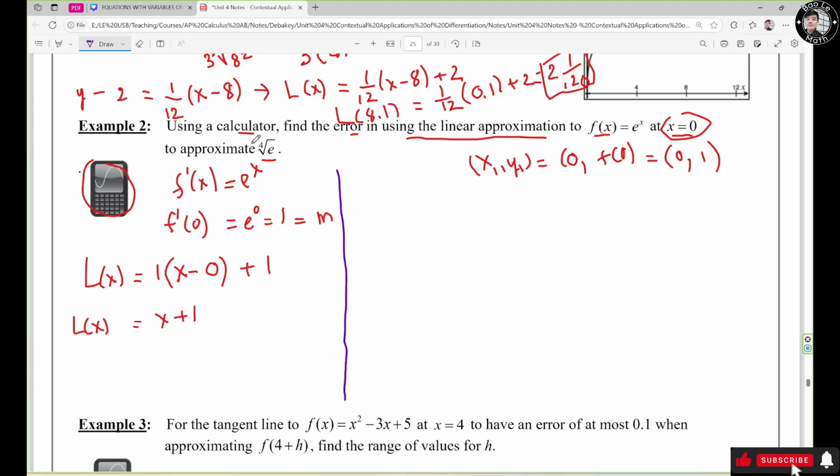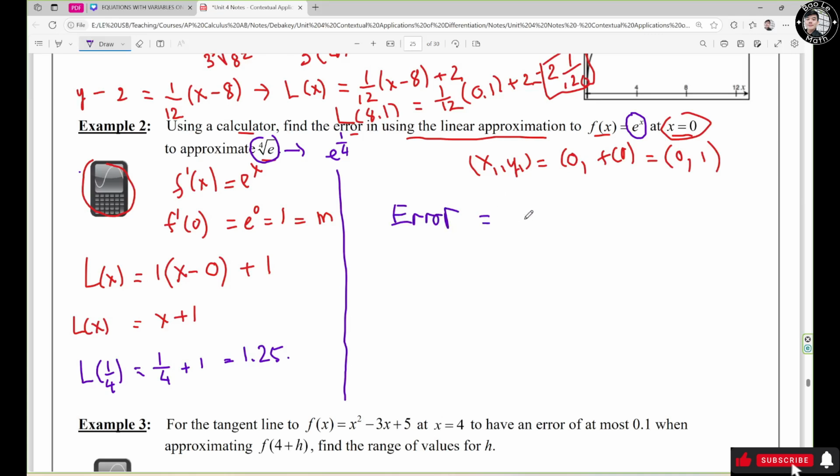Now let's approximate the fourth root of e. I need to convert this to an exponent, so it is e raised to the 1/4. I have e to the x right here, which is the original function. So from here I can say that x equals 1/4. So I need to evaluate L at x equals 1/4. It's going to be 1/4 plus 1, which is 1.25. Now we need to find the error.